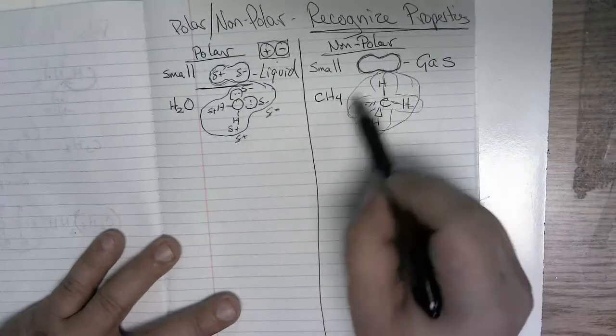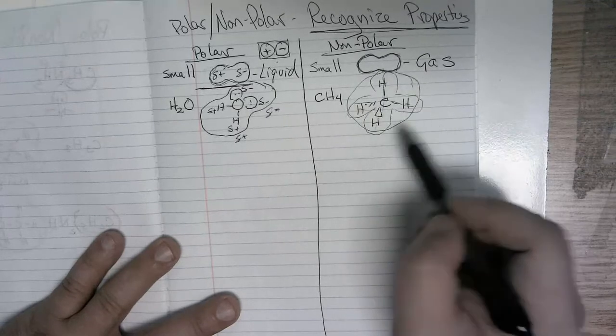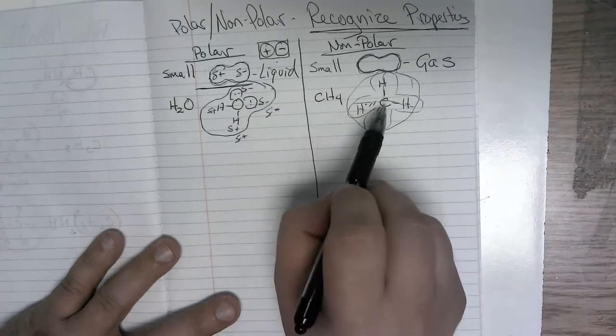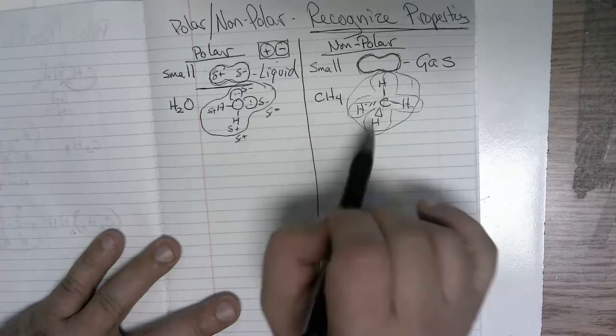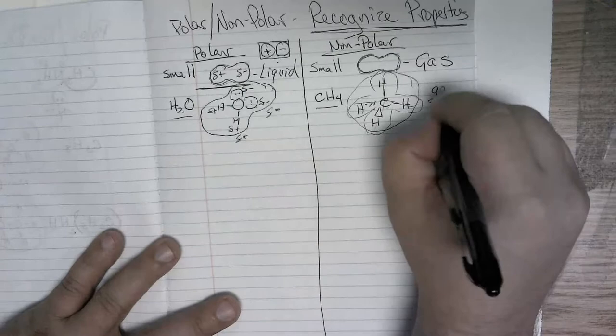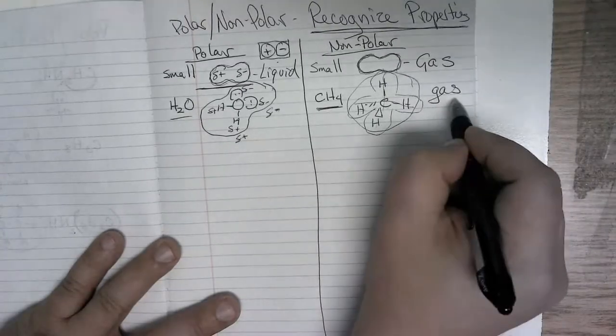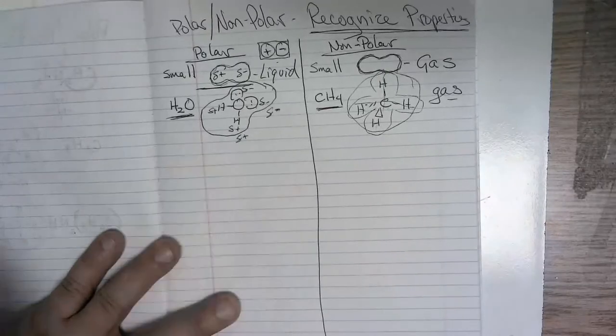But that three-dimensional shape is balanced and not charged. So if I had 1,000,000,000 of these all interacting with each other, CH4 tends to be a gas. Okay? So nonpolar tends to be a gas. Polar tends to be a liquid.